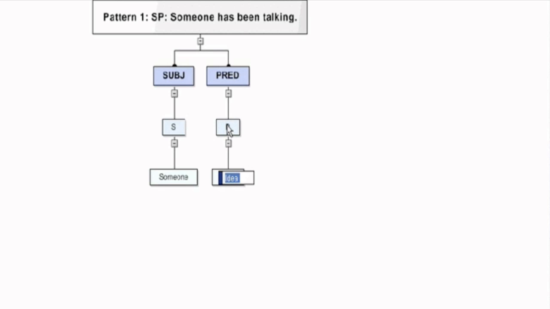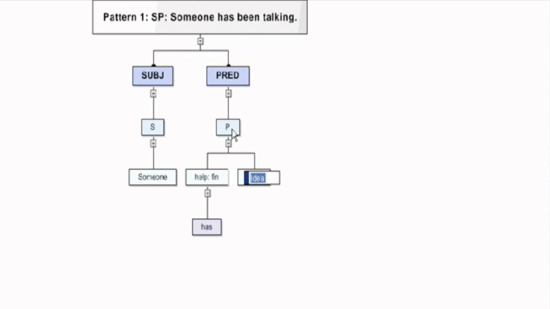So we have a help or an auxiliary verb. The first one is finite, and this verb is "has." Then we have another verb in the predicator. This is also a help verb. You can only have one finite verb in the predicator, so this is non-finite.